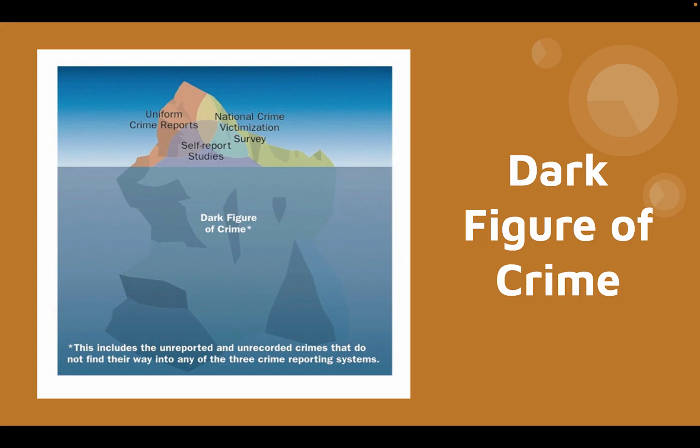It's important as we talk about understanding data. First of all, to understand and develop theories, we have to have empirical research to ground ourselves, right? We have to understand what's going on out there. And the reality is that there's this thing called the dark figure of crime, right? Meaning, as you see on the slide here, it's the unreported and unrecorded crimes that do not find their way into the three crime reporting systems, the UCR, the NCVS, or self-reported studies.